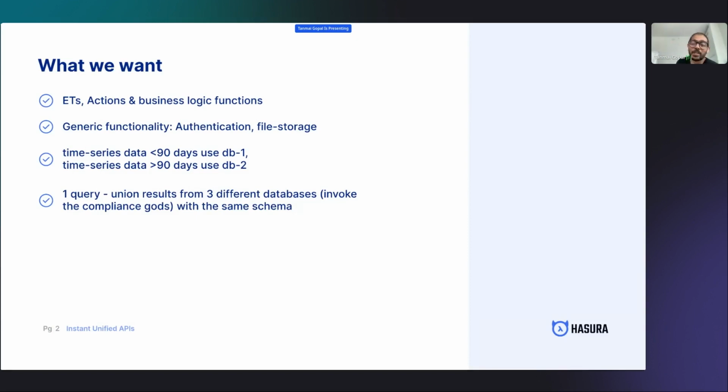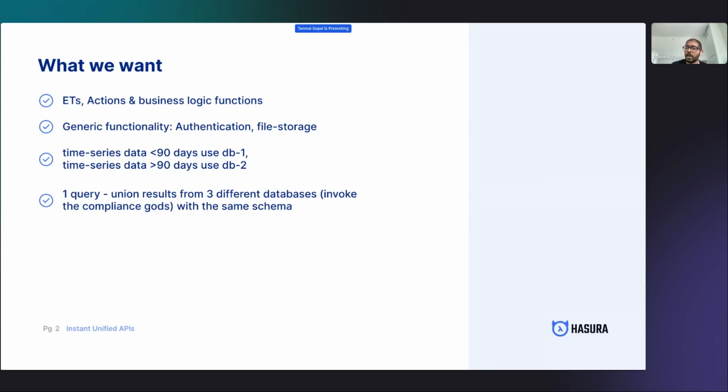So typically the kinds of use cases that we see are, you want to have event triggers or actions and business logic functions that you want to deploy, right? We'll talk about input validation a little bit later. That's the kind of stuff that you often want to deploy alongside Hasura too, right? Then there's often generic functionality that you want to bring in, right? This could be, for example, authentication services or file storage services that you want to plug into Hasura as well.